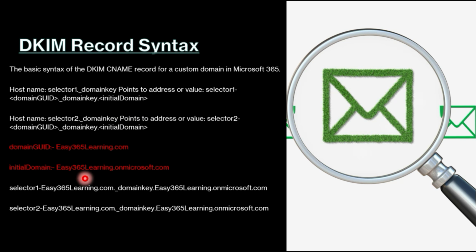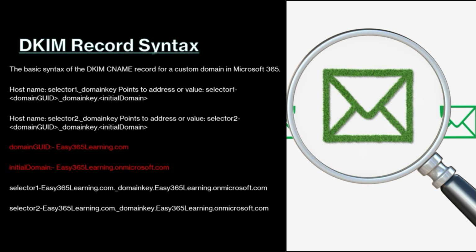In this current case, it's easy365learning.onmicrosoft.com. So for my case, the selector1 record will look like this: selector1-easy365learning.com._domainkey.easy365learning.onmicrosoft.com, and the selector2 will look like this: selector2-easy365learning.com._domainkey.easy365learning.onmicrosoft.com. Actually, in Microsoft 365, two public-private key pairs are generated when DKIM signing using a custom domain or subdomain is enabled.